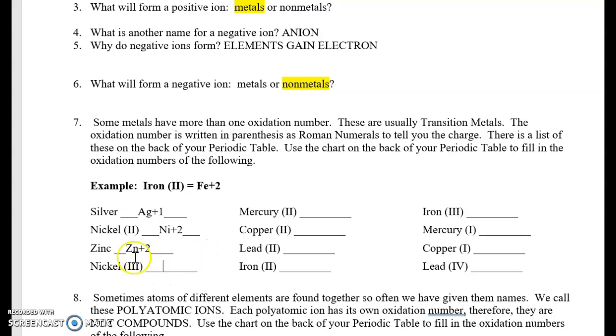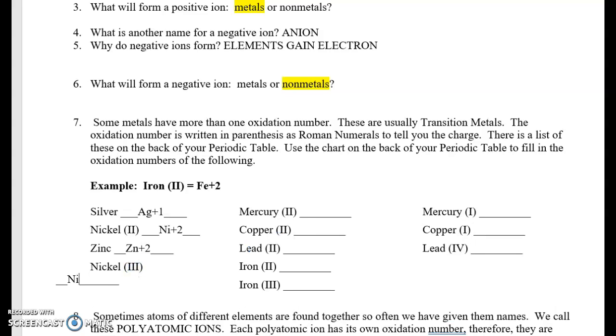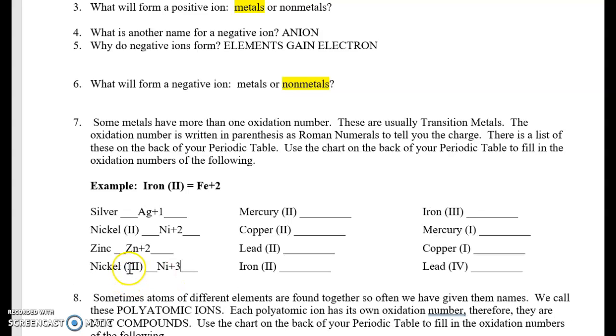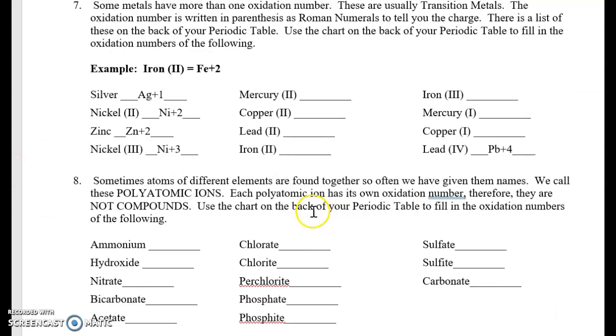So with nickel, Roman numeral 3. So Ni +3. And that's just what that oxidation number tells you. The only one that's tricky is lead. If you don't know Roman numerals, V means 5. If it's on the left side, you have to subtract 1. So this is lead 4. So lead 4 is going to have an oxidation number of +4. That's Roman numeral 4. The rest of them you can look up on the back of your periodic table.